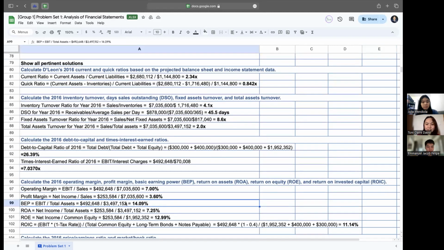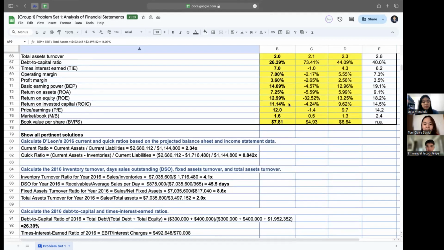Next, basic earning power is the ratio of the company's income to its total assets. The income in this formula is the EBIT, or the operating income. So in the Excel file, this is 492,648 all over 3,497,152, which is around 14.09%. This is lower than the industry average, indicating lower turnover ratios.